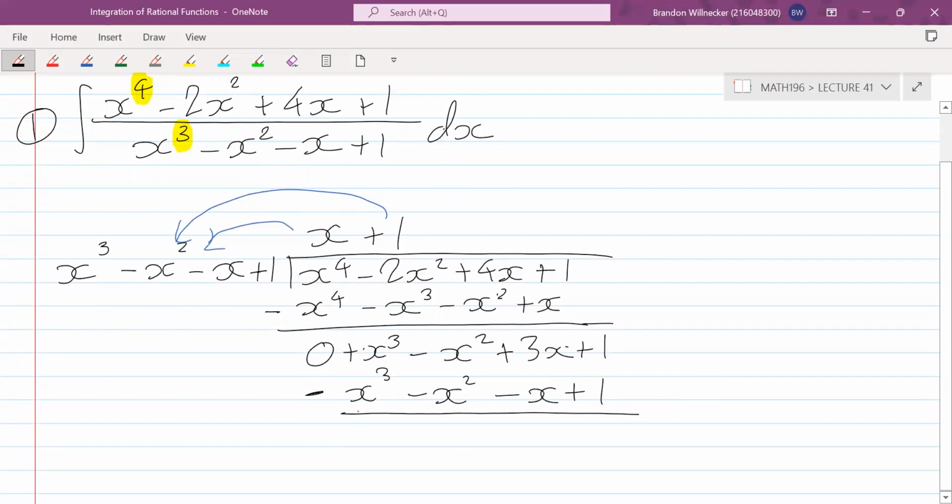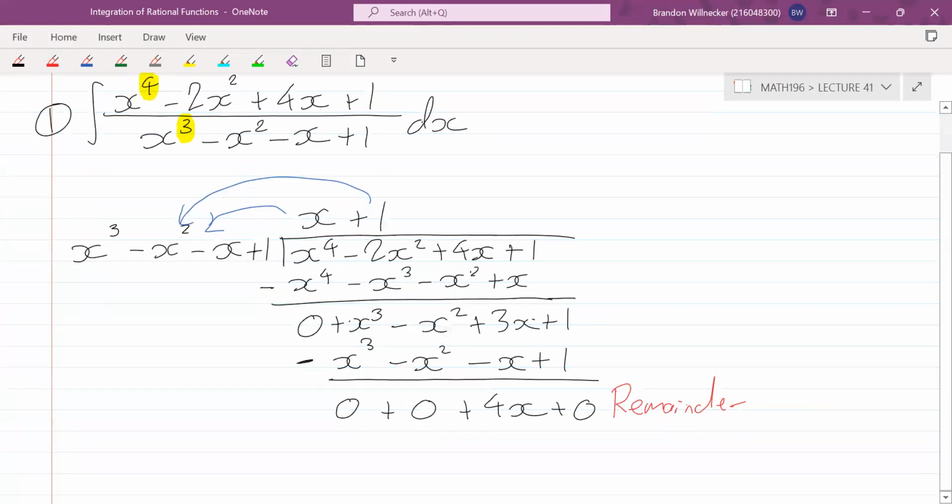So x cubed minus x cubed, that's going to be 0. Then x squared minus minus x squared, so that's a plus x squared, which is going to be a 0 when combined with the other x squared. Then 3x minus minus x, that's the same as plus x, so it's going to be plus 4x. And then 1 minus 1, that's just going to give us 0. Okay, so then this bottom term here, this is our remainder, or the remainder after division.